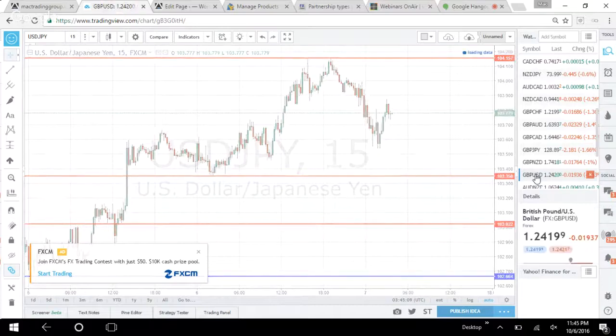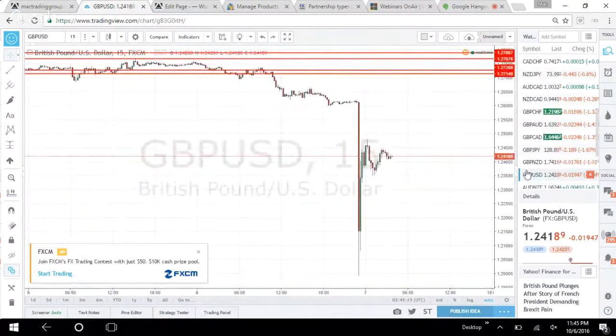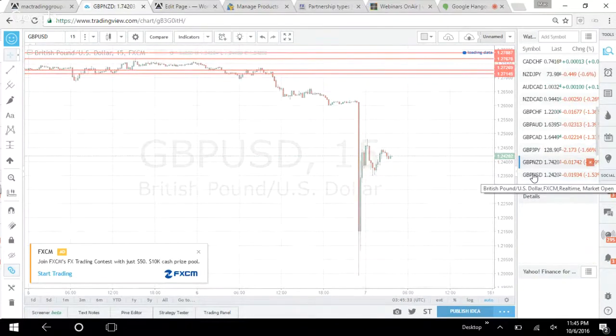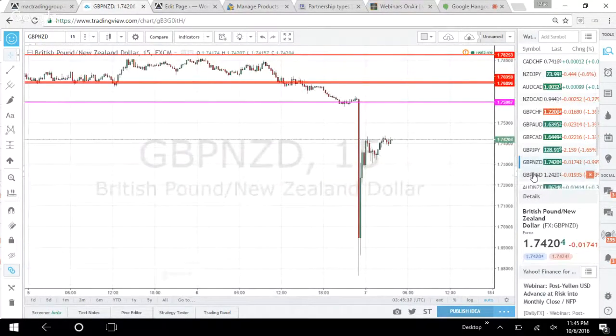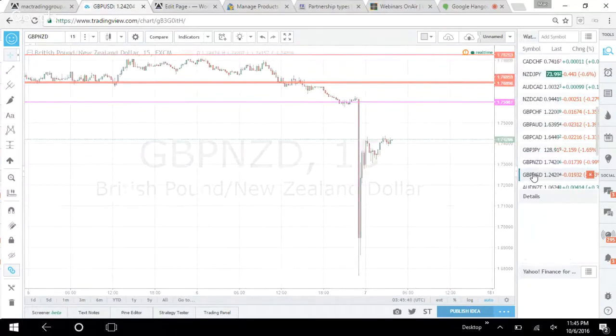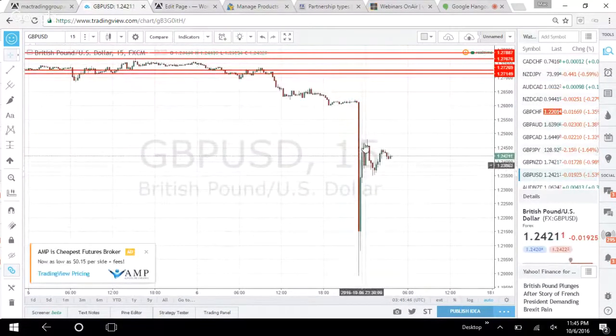GBP USD, I don't think I even want to touch this pair. This thing, sheesh. If USD news is positive, this thing's gonna come right back down. So, all right, let me show you guys something real quick. Look at GBP USD. Look at this formation right here. All right, you see this?